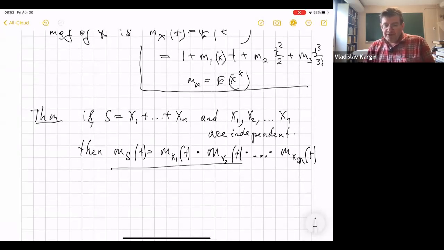The important thing here is that the random variables are independent, and this is one restricting condition. The second thing is that you can easily calculate the MGF of the sum of the random variables. But the problem is that even if you know the MGF of S, it doesn't necessarily mean that you can easily calculate the density function.